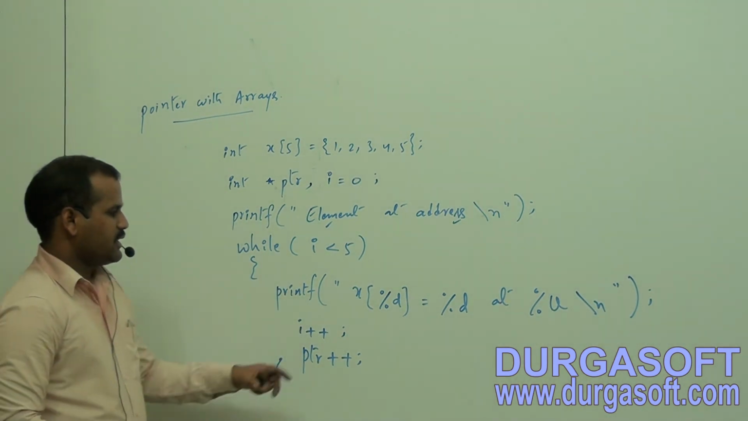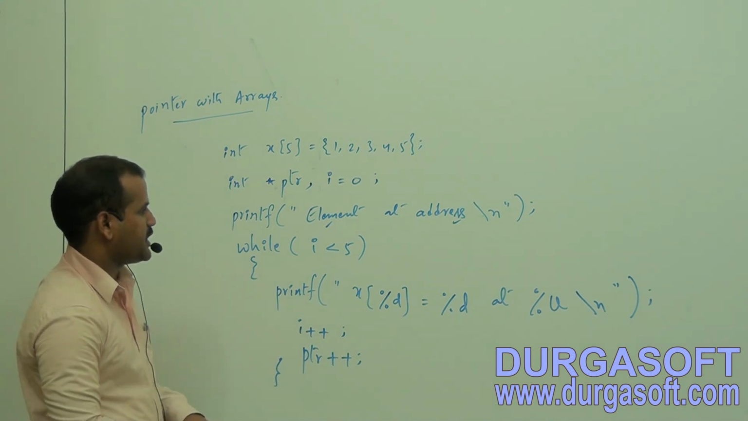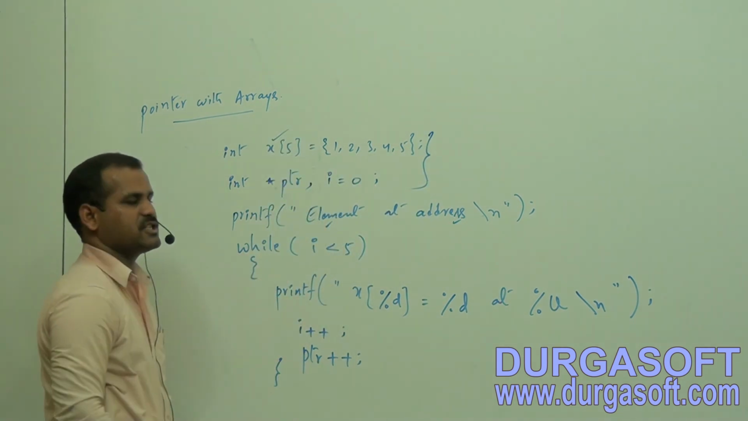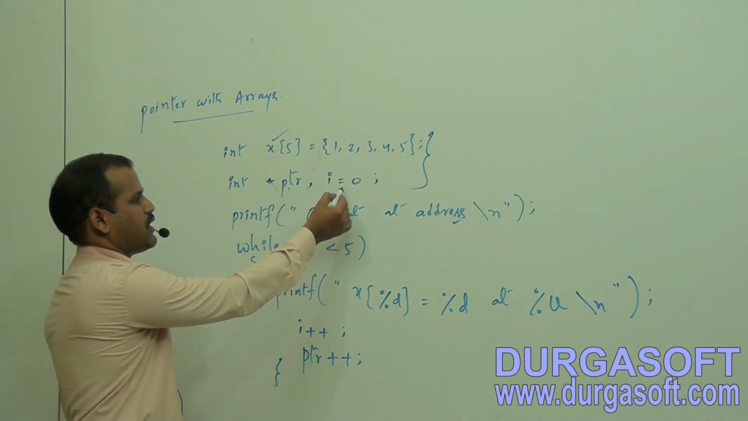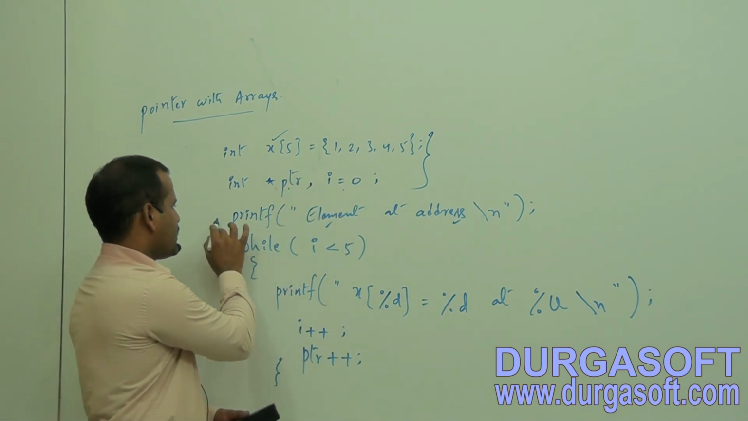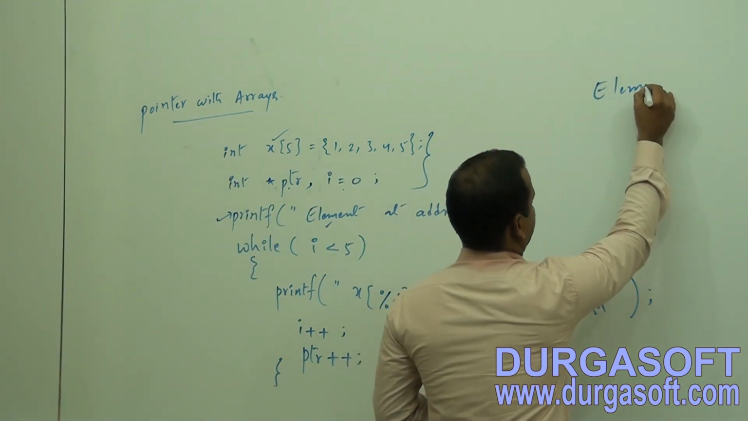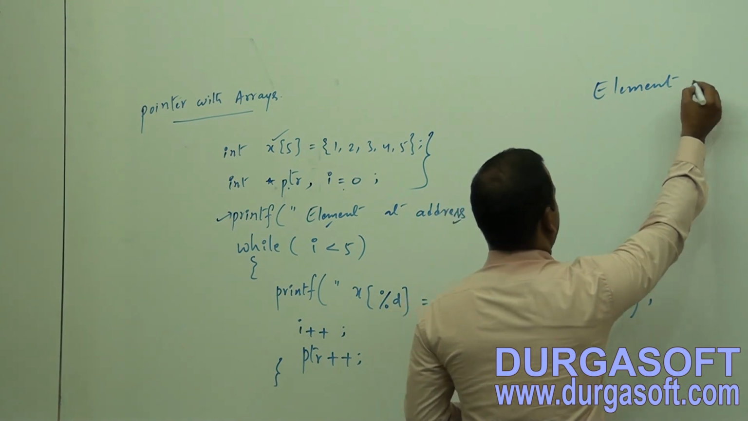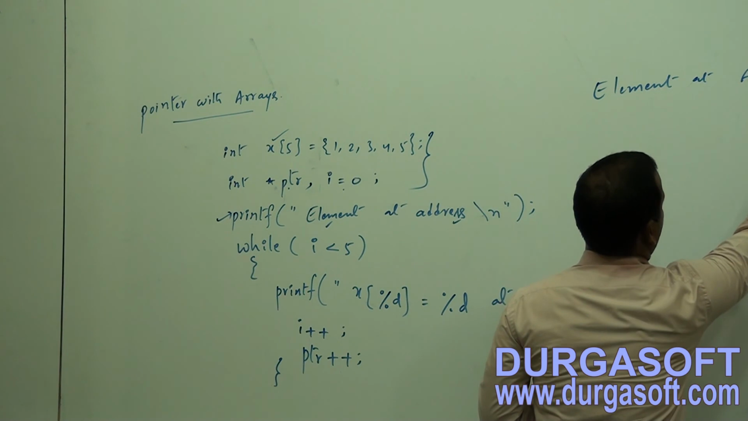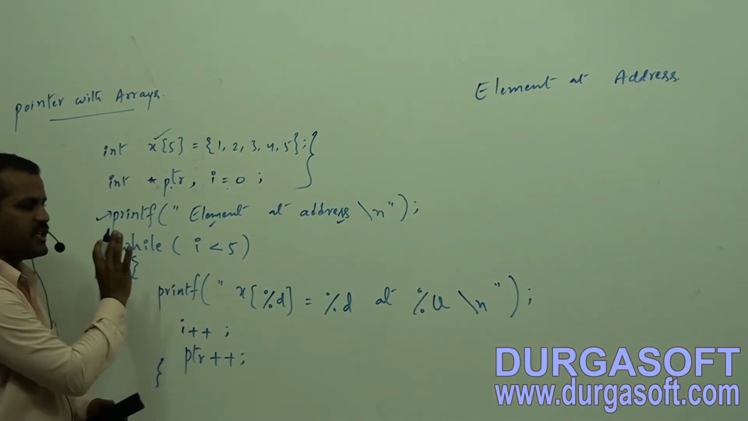Now let us see this code segment. After execution, what happens? Let us see step by step. In the declaration part, we are taking one single dimensional array, one pointer variable and one ordinary variable I initialized with 0. Now first, after execution of this statement, we will have a statement on the screen, element at address, in the first line.